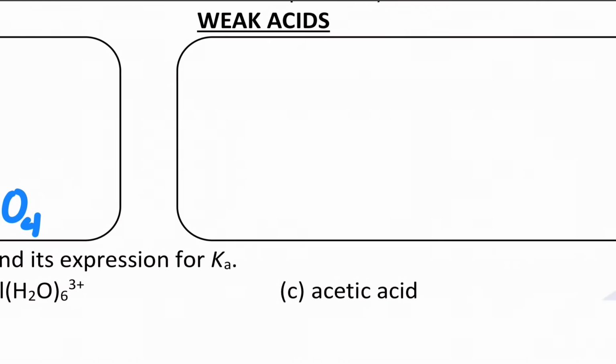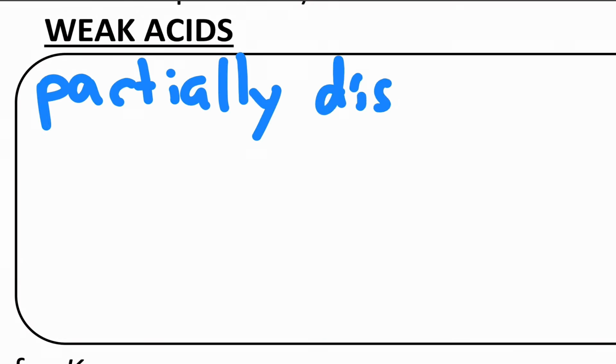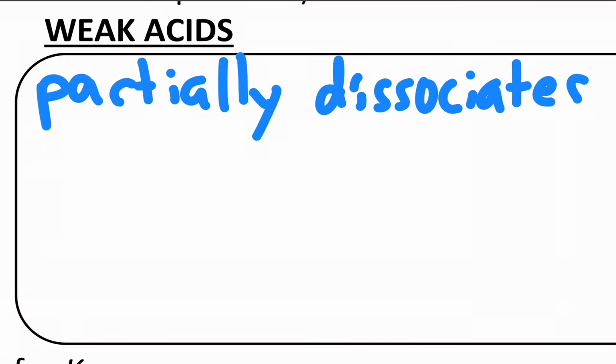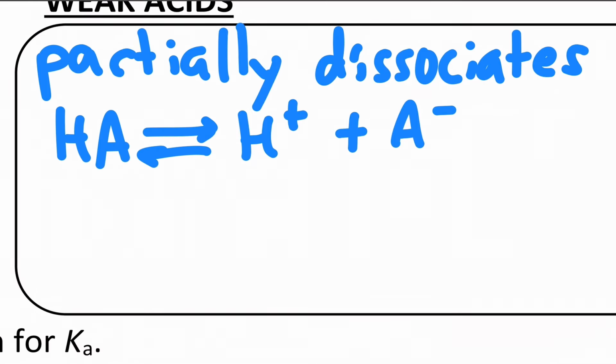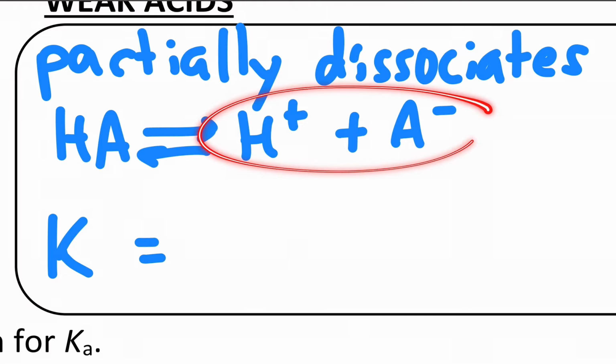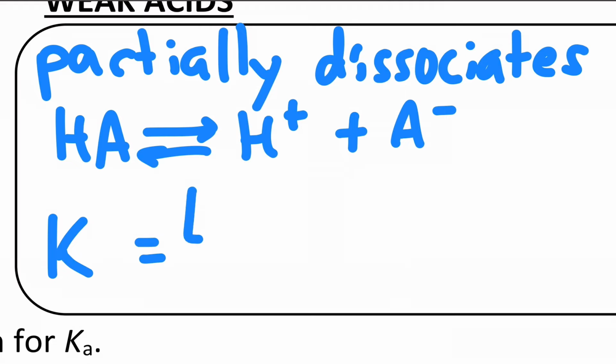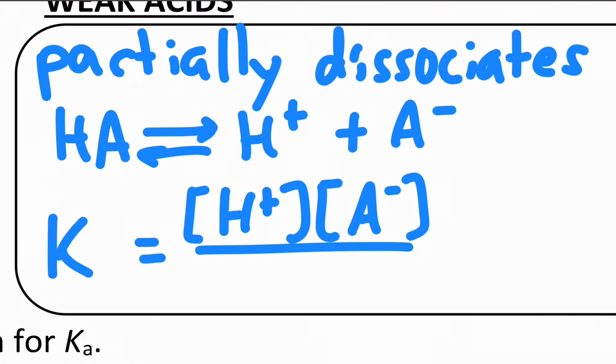What about weak acids? A weak acid only partially dissociates. So if I write a generic weak acid HA, it does turn into H+ and A-, but we usually write this as an equilibrium with reversible arrows. If we write it as an equilibrium, that means we can write an equilibrium constant for this. We follow the same rules: products over reactants, everything raised to its coefficient. So we get the concentration of H+ times the concentration of A-, all over the concentration of HA.